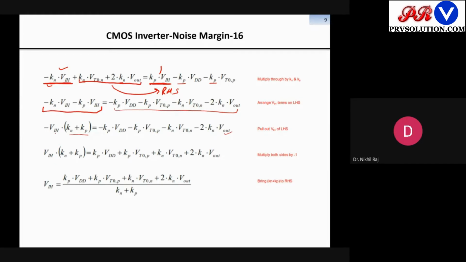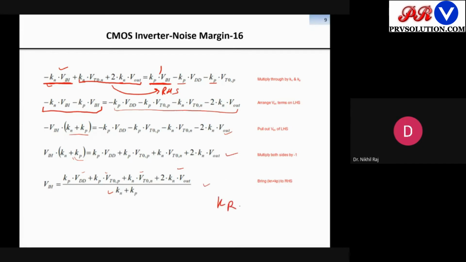So from here we can take that minus sign, so multiply by minus sign on both sides, and you will get this form. And then what will be VIH? This will go into the denominator, and the numerator will be the RHS part, that is Kp VDD, Kp Vt naught, Kn Vt naught, and 2 Kn Vt naught. So this is the VIH expression which I have got in terms of Kn and Kp.